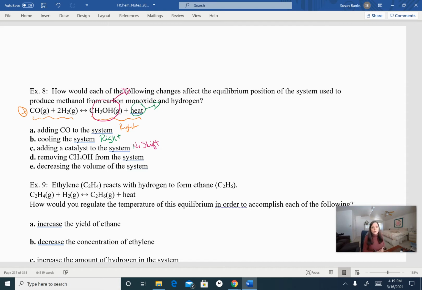That's going away from the system. That makes my product side really light. So I'm going to have to make more products to make it even again. So I'm going to shift right.